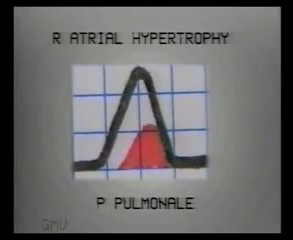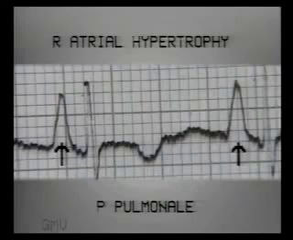In right atrial hypertrophy, the initial component is prominent. So the P wave is tall and peaked in lead 2, which is taller than 2.5 small squares. Since this is common with pulmonary hypertension, it is termed as P pulmonale. This is a very prominent P pulmonale, 5 small squares tall. It suggests right atrial hypertrophy.